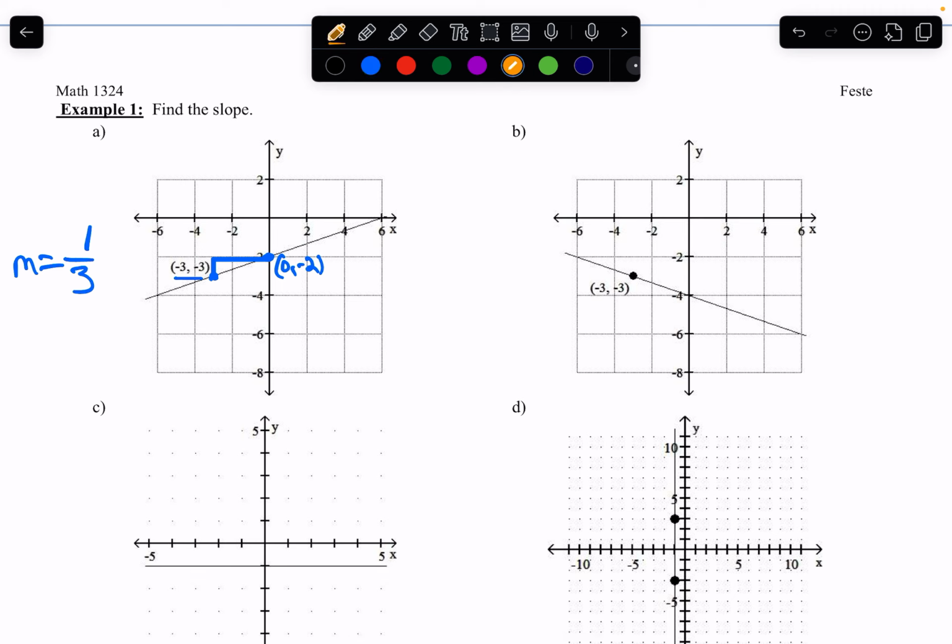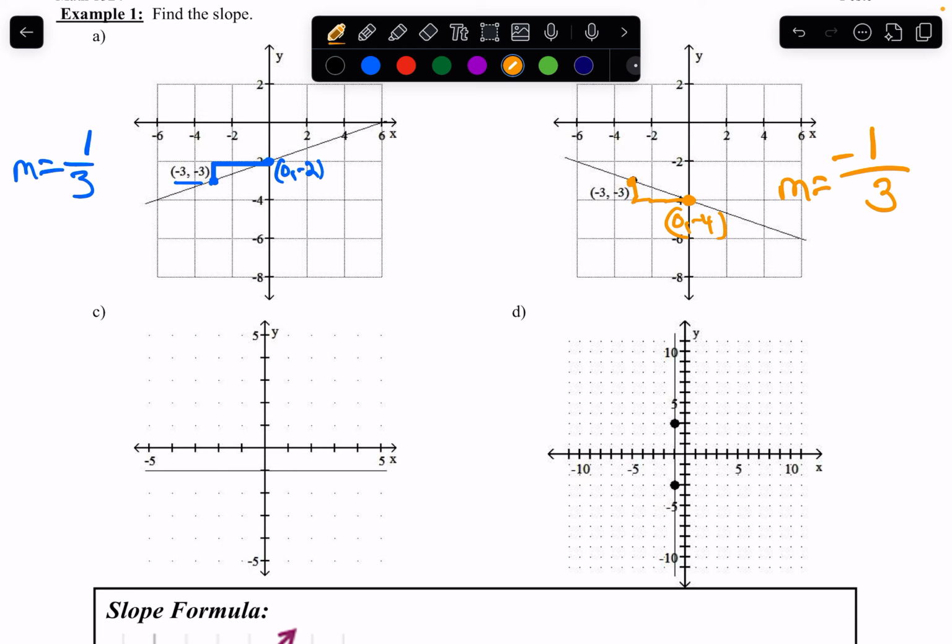For this next one, again, we have the same point, -3, -3. Now our y-intercept is 0, -4. In this case, we're going down 1, so we have to put a -1 over, and then we're going 1, 2, and 3. And that's our slope. It is downhill from left to right, so it has to have that negative sign in front of it.